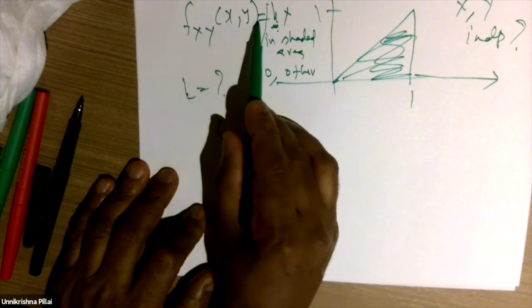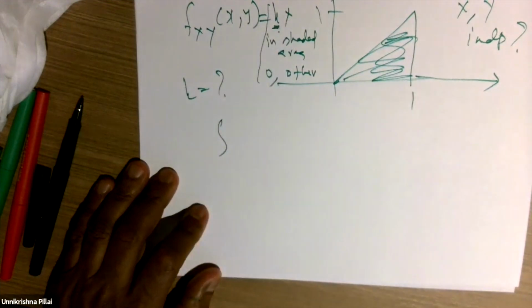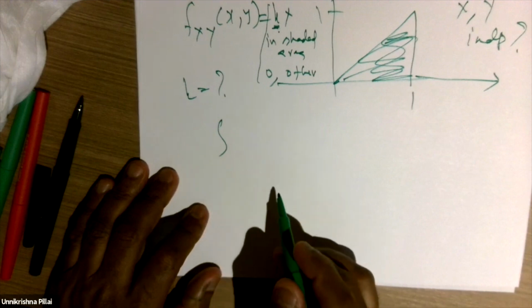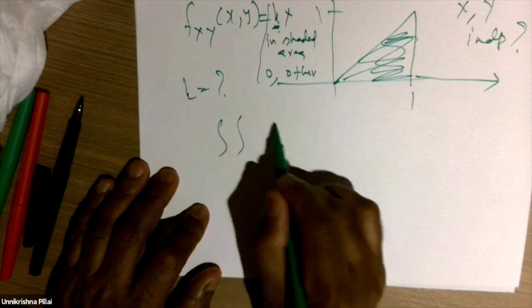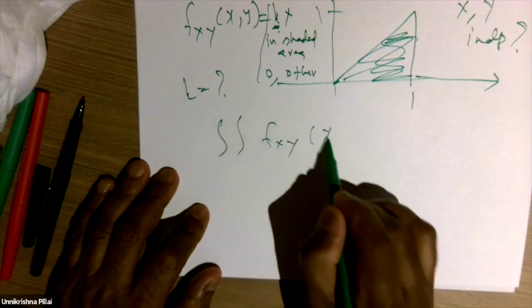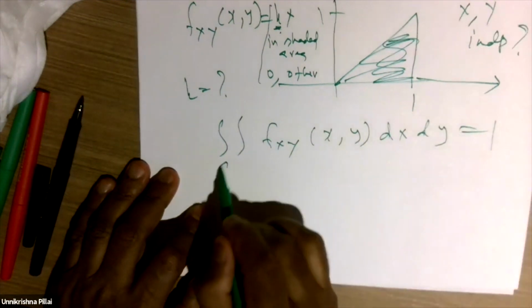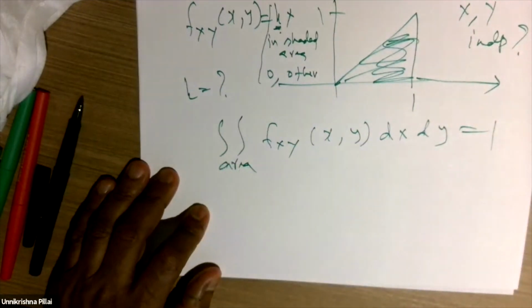I say the joint density function is k multiplied by x in that region. So how do you find k? What is the property we will use? The integral is equal to 1. All right, so this is where you need to be careful. Of course, this integral is over area. I purposely did something a little messy.